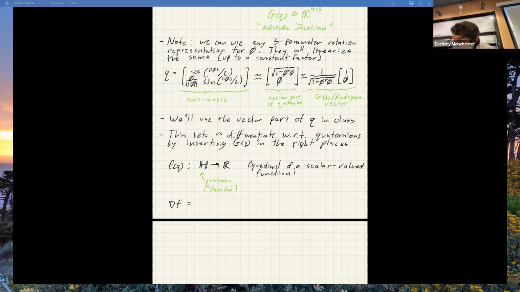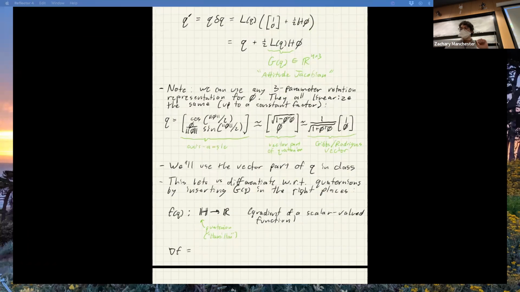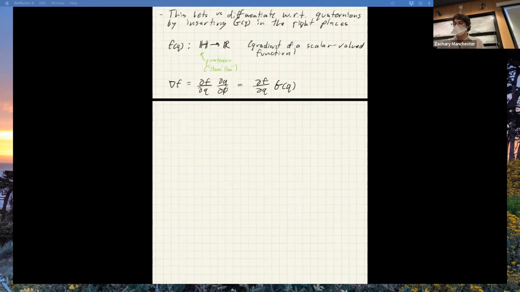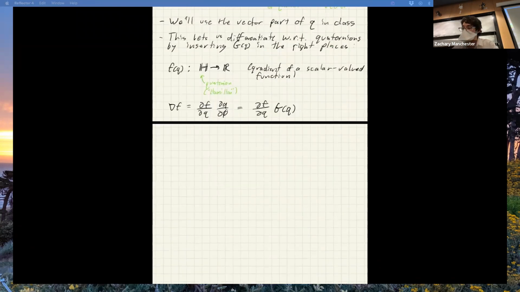What we're going to do is, one way to think about this, chain rule the composition of the original F of Q with the definition of this axis angle stuff. So what you're really doing is partial F partial Q times partial Q partial phi. And if I do that, I get partial F partial Q times the G attitude Jacobian matrix. That's it. Then I'm going to write these down and we'll actually do a very practical example of this.